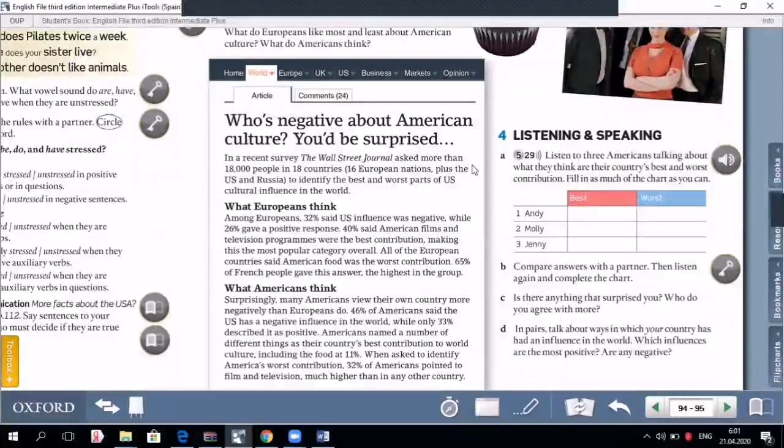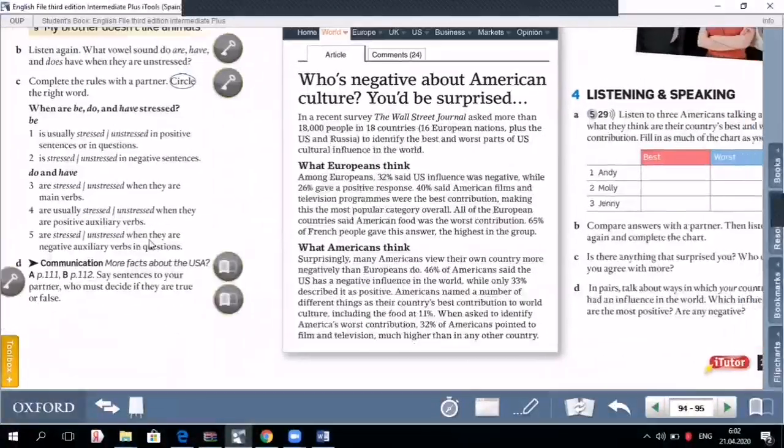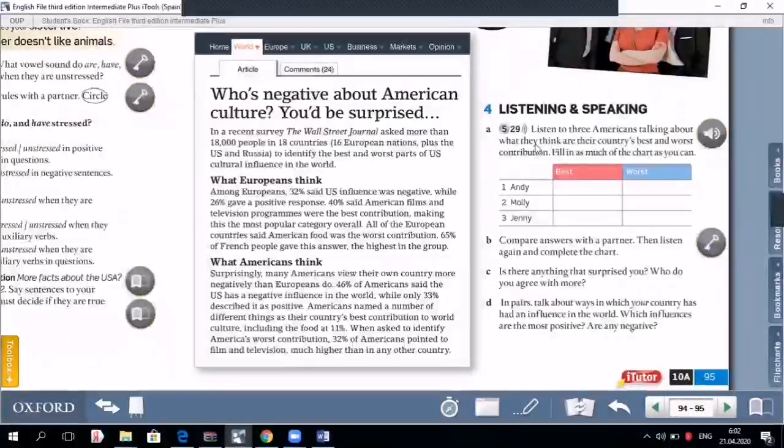So, should we start? Now let's read more facts about the USA. Who's negative about American culture? You'd be surprised. In a recent survey, the Wall Street Journal asked more than 18,000 people in 18 countries, 16 European nations, plus the US and Russia, to identify the best and worst parts of US cultural influence in the world. You see, 18 countries, 18,000 people were asked. It was a survey.